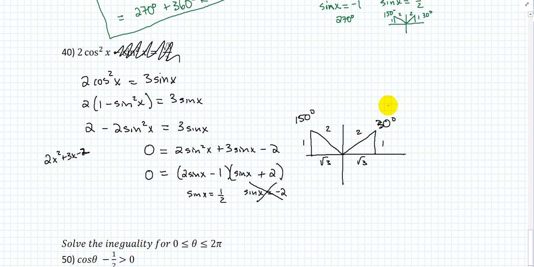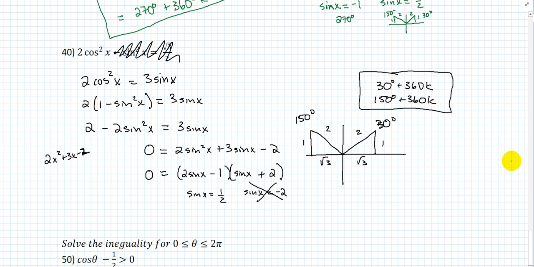I'm just going to keep it in degrees. So we know we're at 30 degrees plus 360 times k, and 150 degrees plus 360 times k, for all the possible values, all real numbers. All right, we're almost done.